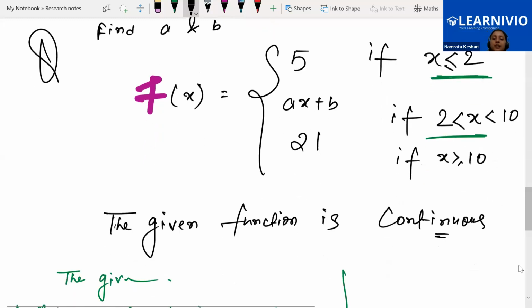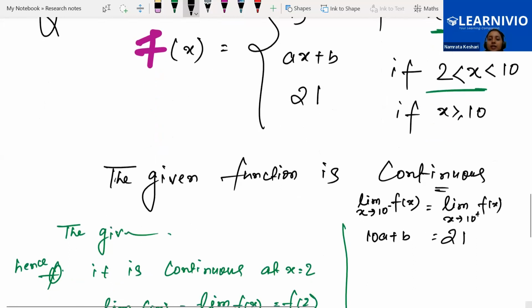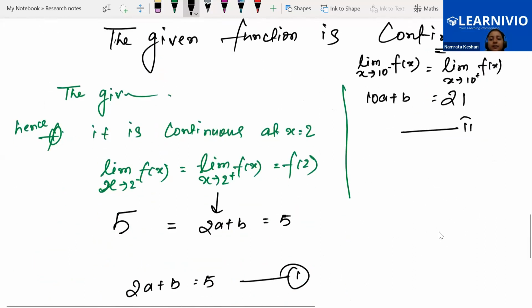Let's do it. So the left hand limit at 10, can you tell me what it will be, Fatima? 10a plus b. 10a plus b. Perfect. Right hand limit? 21. Perfect. And the function's value at 10 is still 21. So here also we are getting one equation, right? Yes. And once we solve these two equations, we are able to get the values of a and b?